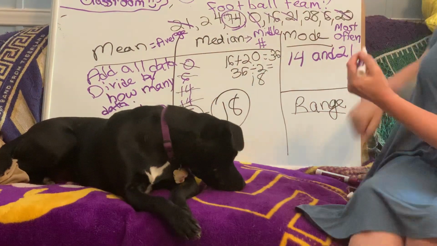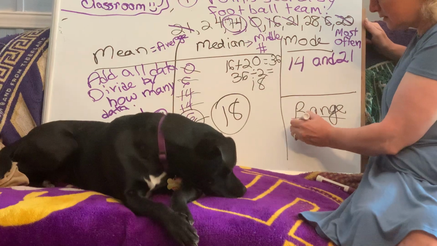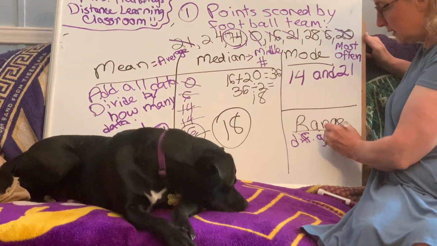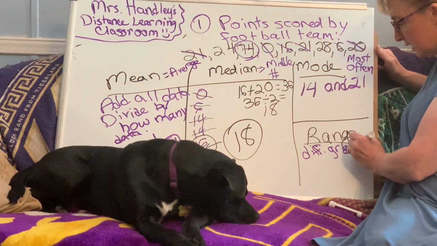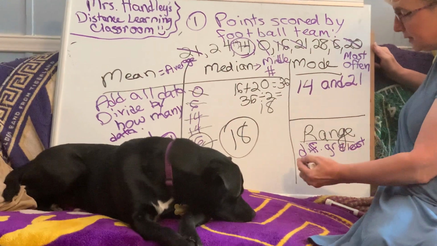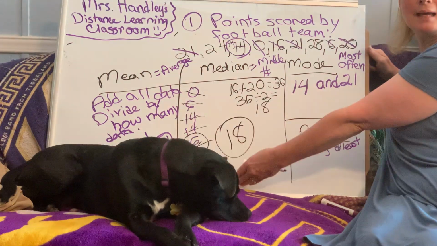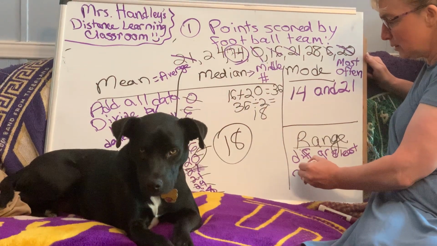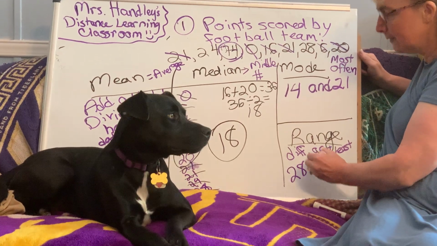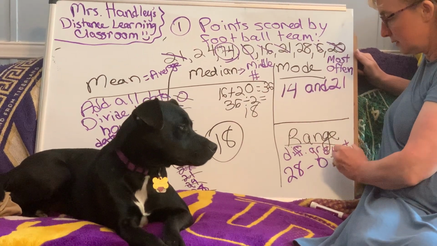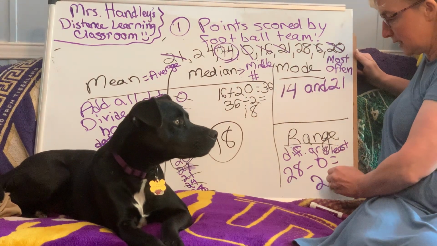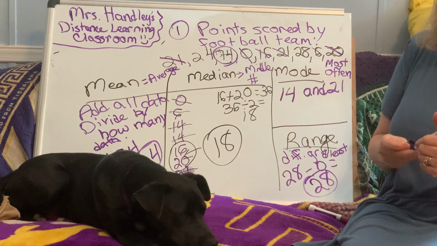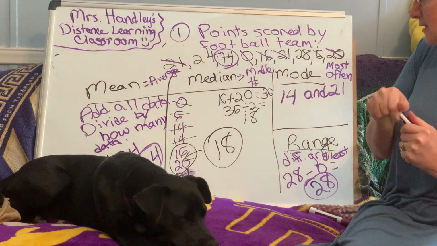And the range is the difference between the greatest and the least. So you take your smallest number and your biggest number and you subtract. Again, you have your least to greatest list, so just look over here. So we have 28 as our biggest number, minus 0 equals 28. So 28 is my range. I have 28 numbers in between the smallest and greatest pieces of data.